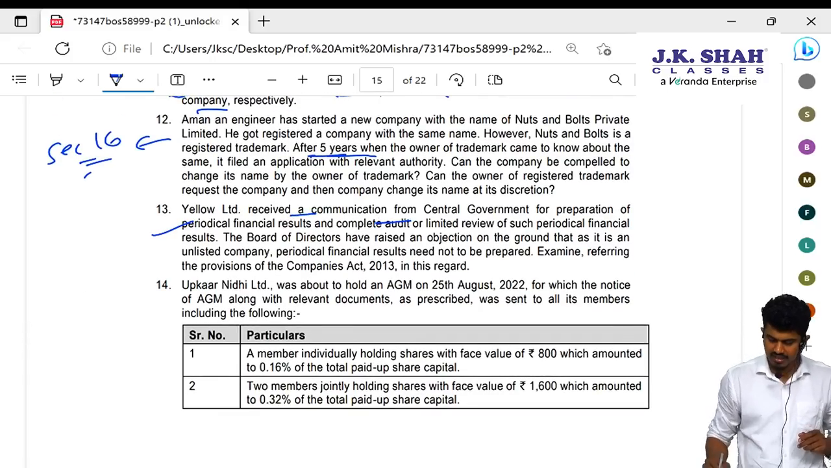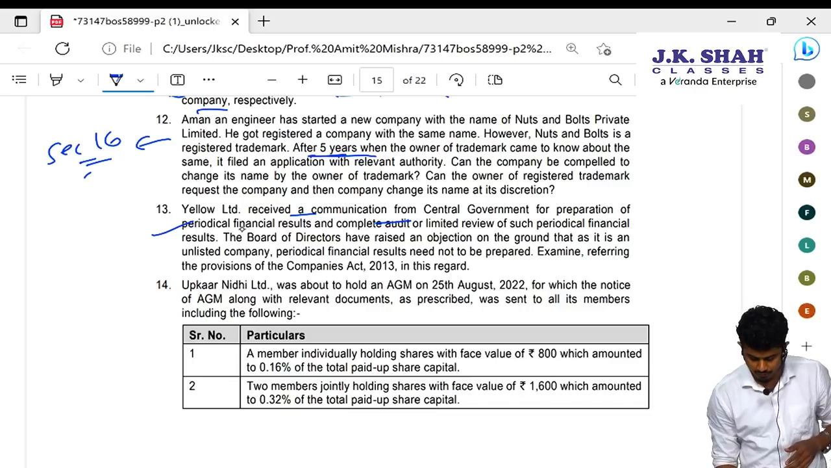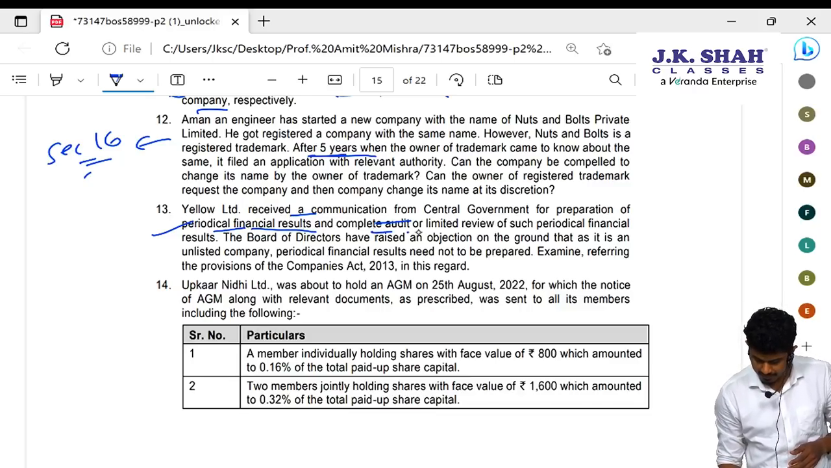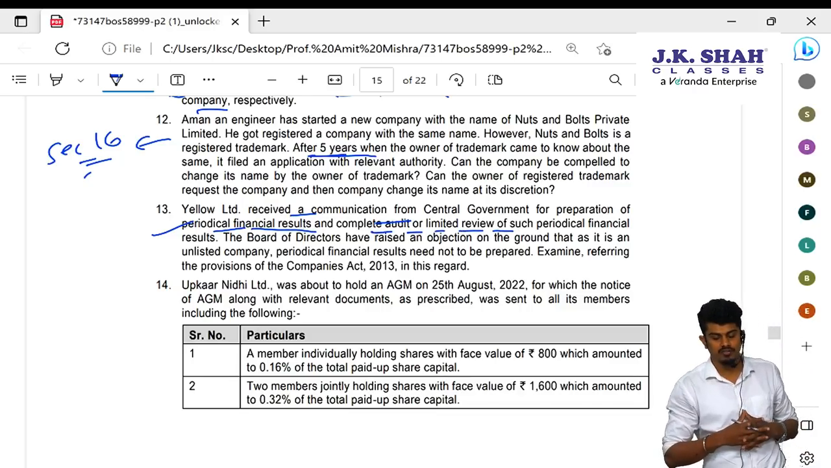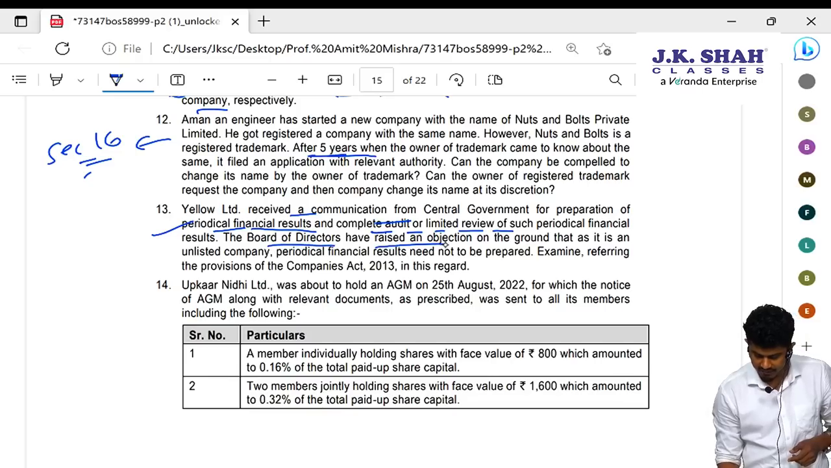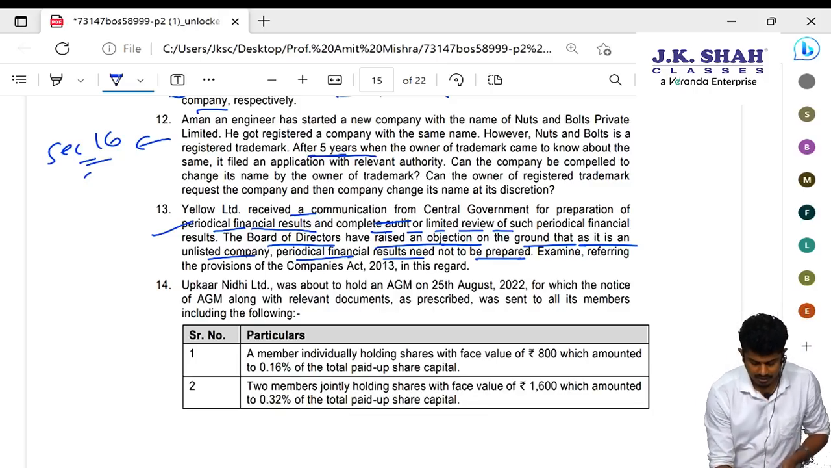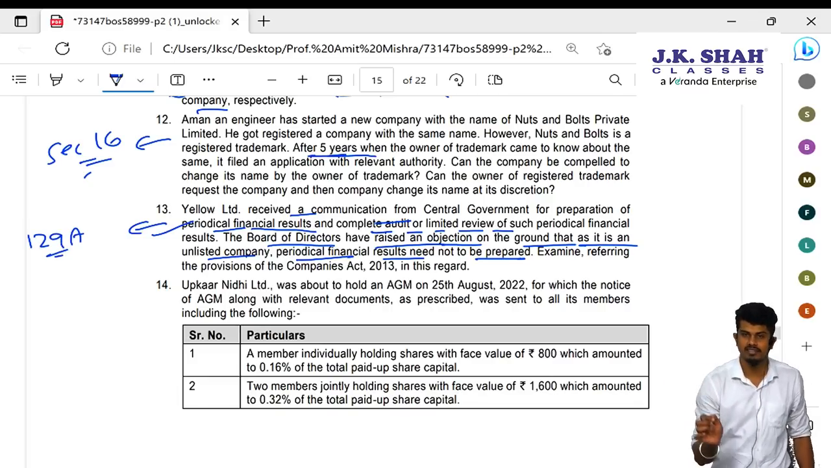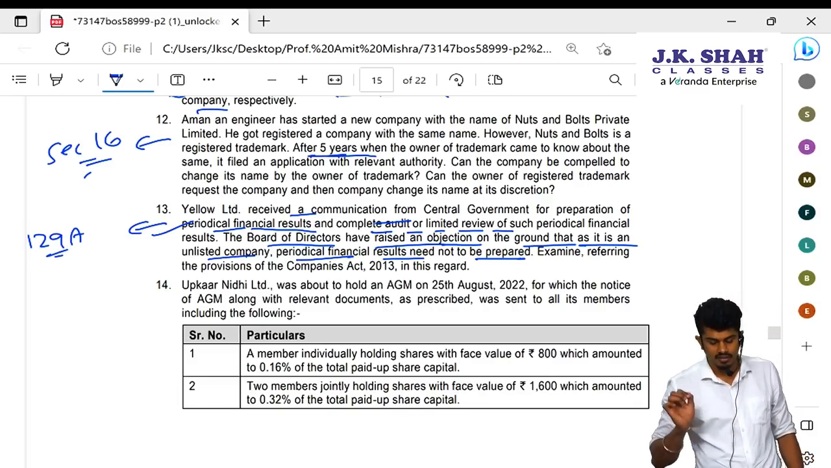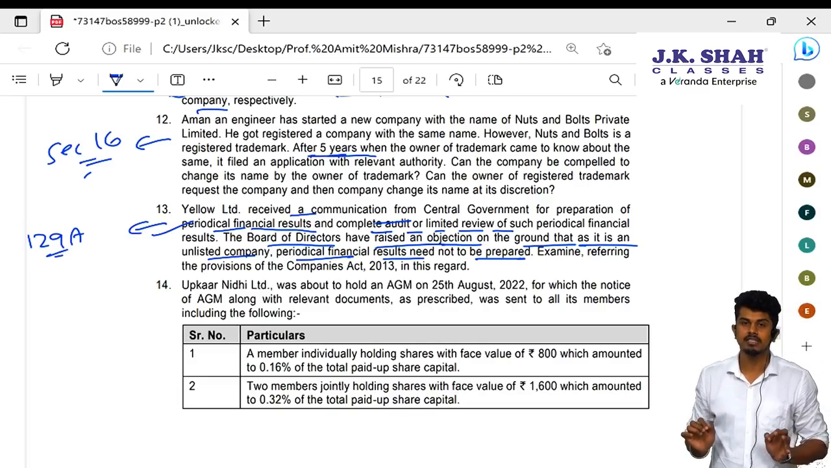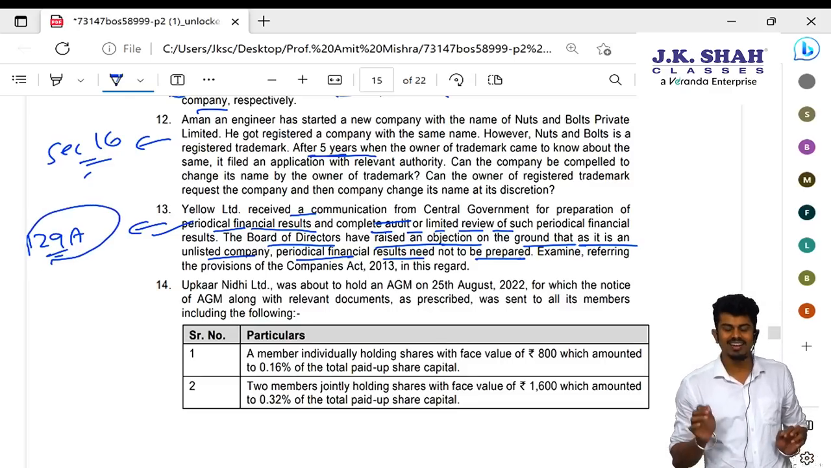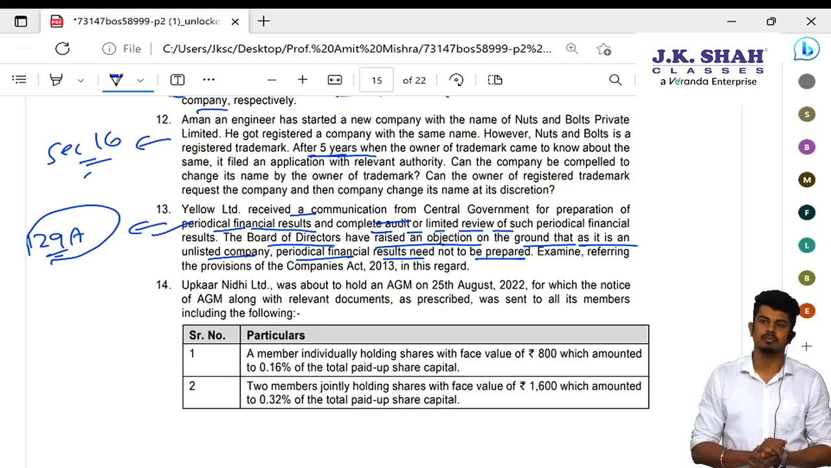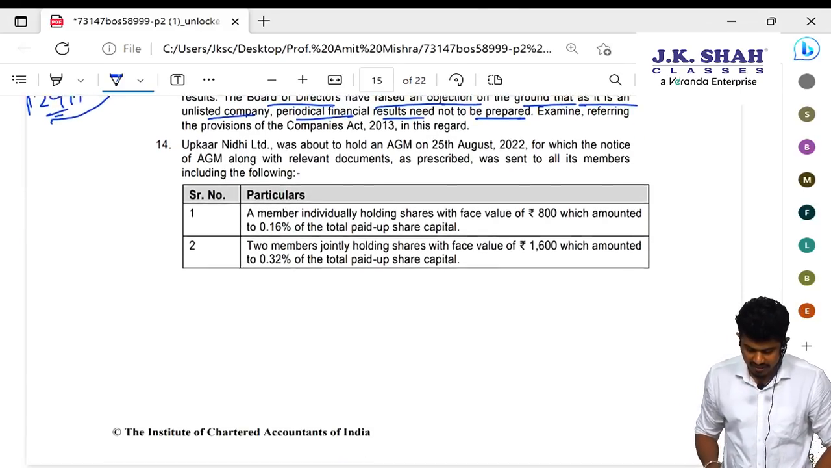Yellow Limited received a communication from the central government for preparation of periodical financial result and complete audit or limited review of such periodical financial results. The BOD have raised an objection on the ground that as it is an unlisted company, periodical financial statement need not be prepared. See, this question is related to section 129A. I will urge students, especially JKSC students and also non-JKSC students, please read section 129A at least once before going into the examination. What does 129A talk about?